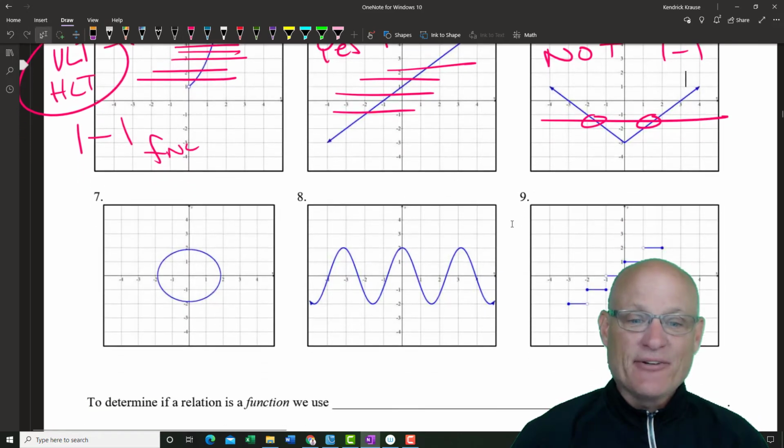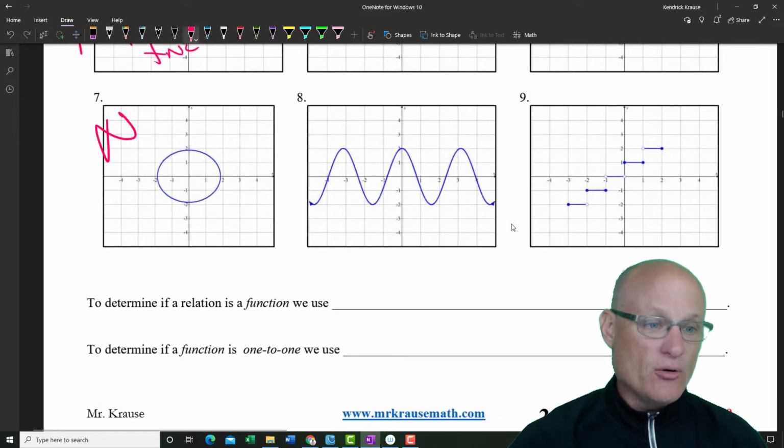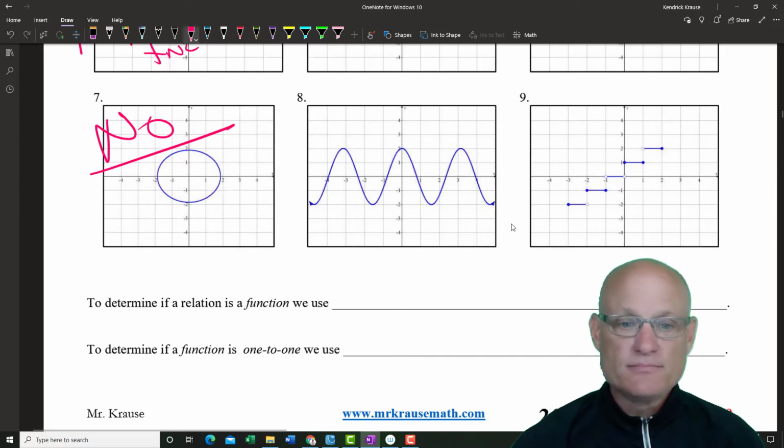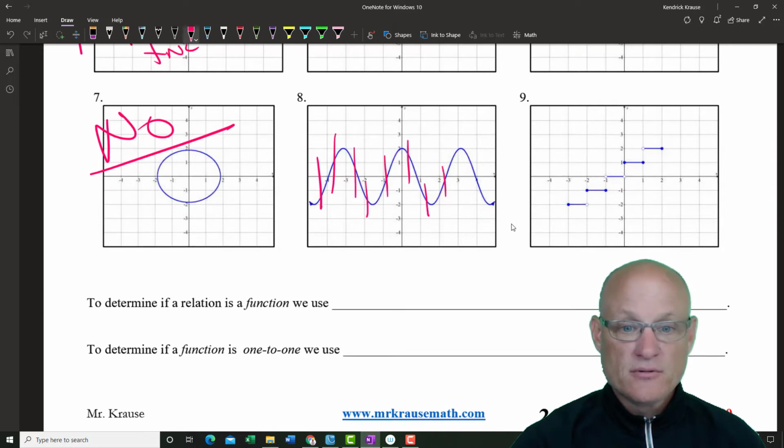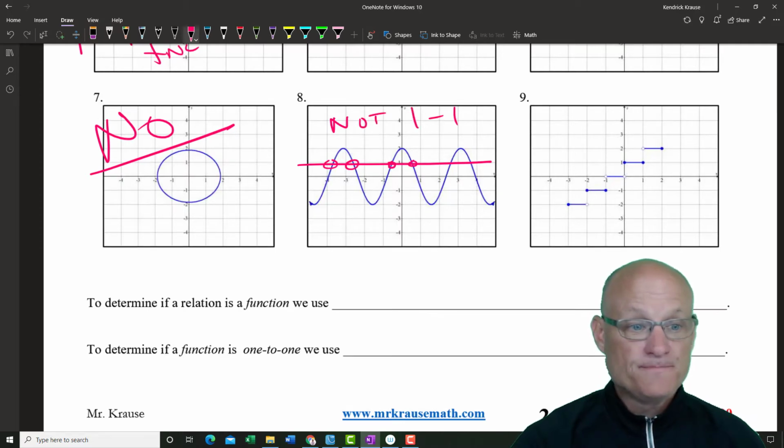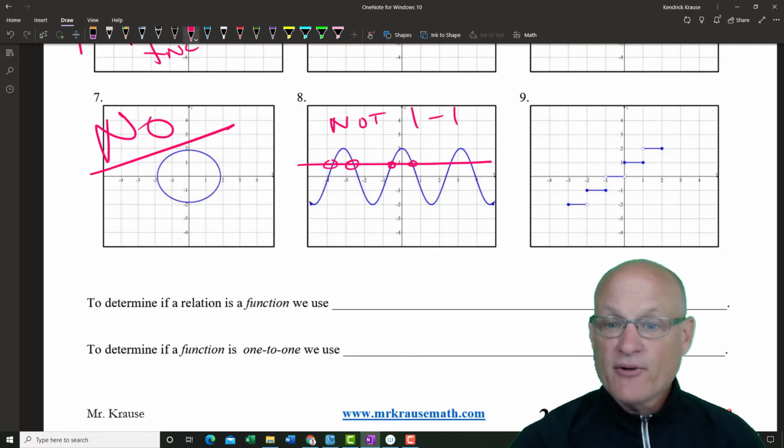A circle is not even a function, so no. Don't have to do any other work. This is a function. This is the cosine curve. It passes. But if I were to try to draw in a horizontal line, man, it hits it all over the place. So this is not a one-to-one. And yes, this is a function.